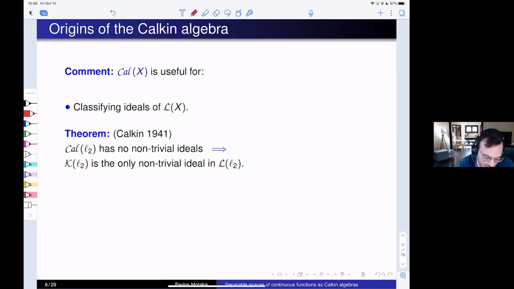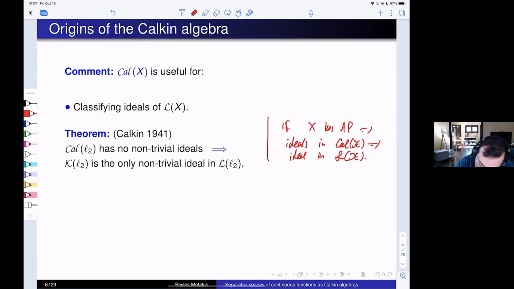And in general, if X has a mildly nice property, the approximation property, then if you know the ideals in the Calkin algebra, you can use this to classify the ideals in the space of bounded linear operators. So under some mild assumption, if you know the ideals in the Calkin algebra, then you know all the ideals in L of X. And this is a very, very simple almost bijection between the ideals of these two spaces, but I don't want to get into this right now.